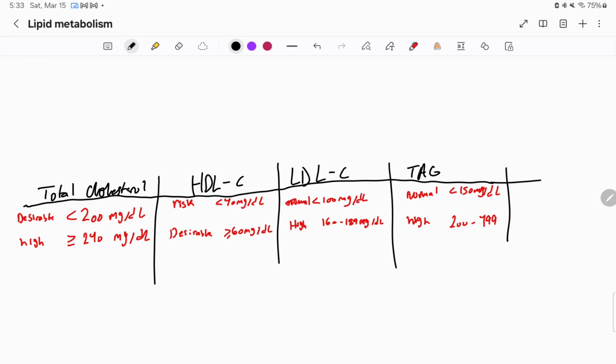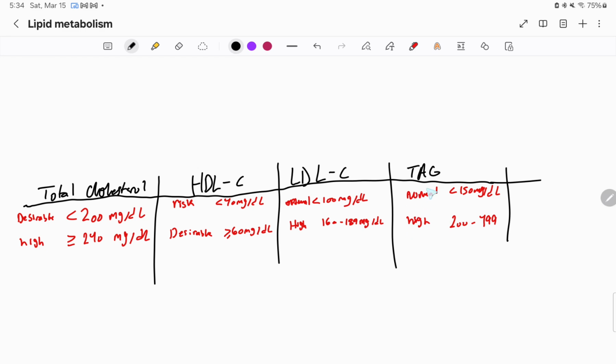HDL cholesterol, you want this to be as high as possible. So a desirable amount is greater than or equal to 60. It's very risky if it's less than 40 milligrams per deciliter, okay? With the LDL cholesterol, you want this as low as possible. So optimal level is less than 100 milligrams, but values even as low as less than 70 have been seen to be pretty good. High level is anywhere between 160 to 189. Very high is going to be greater than 190 milligrams per deciliter, okay?